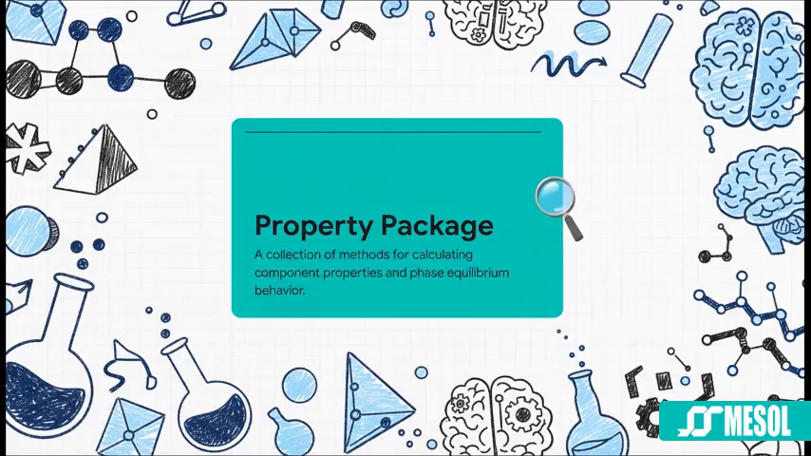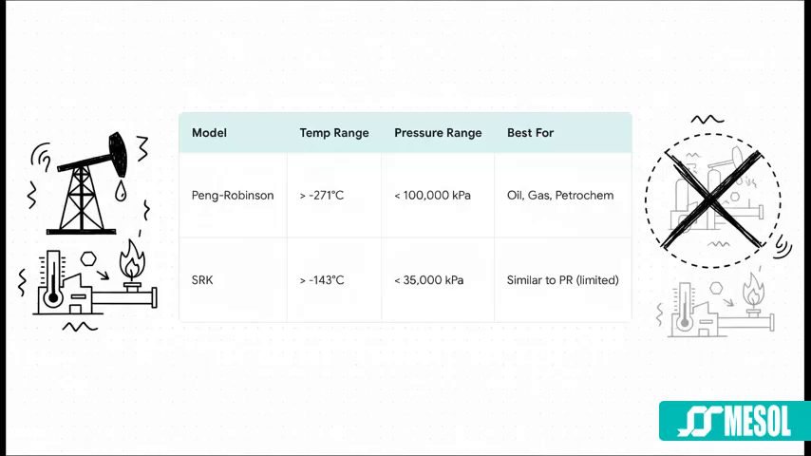It's truly the brains of the entire operation. So let's look at a couple of the most common models, especially for hydrocarbon systems. First, you've got Peng-Robinson, or PR. This is the industry workhorse, for sure. It's incredibly reliable across a massive range of temperatures and pressures.